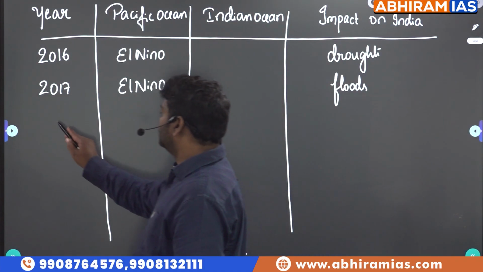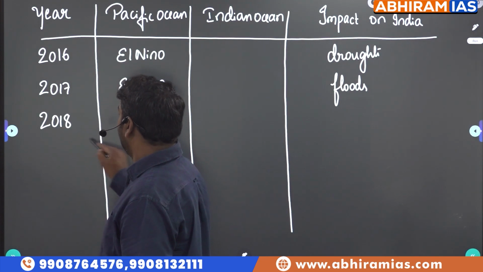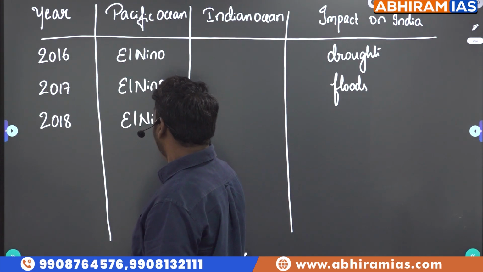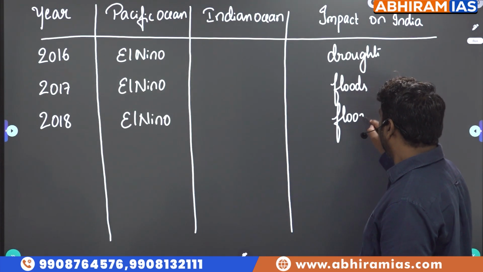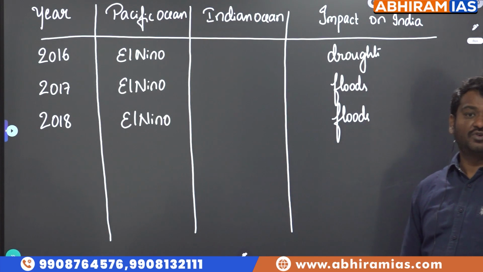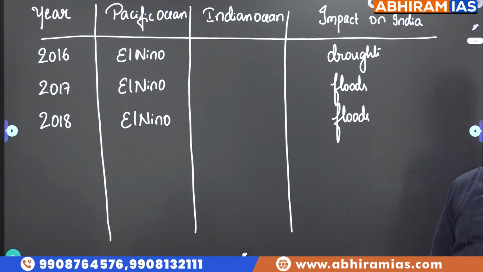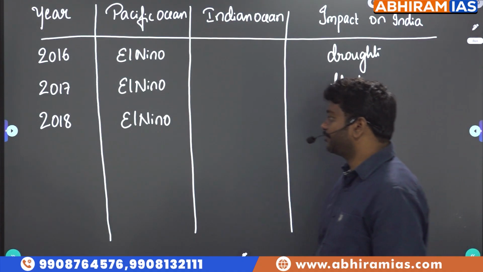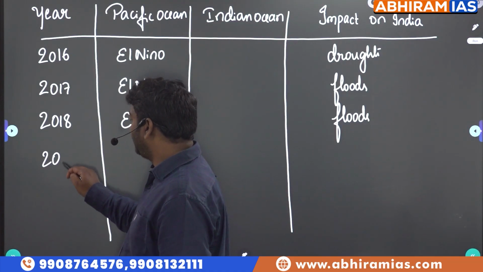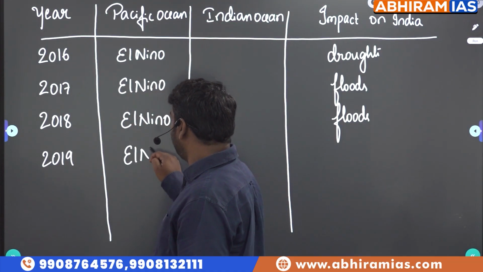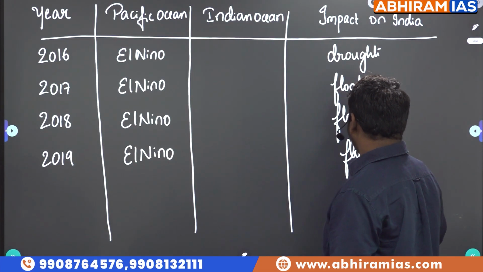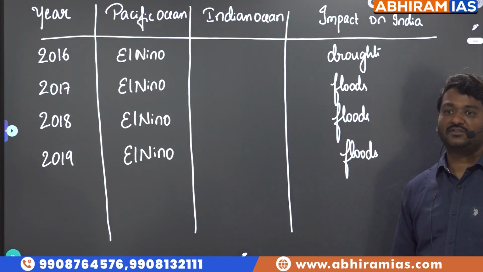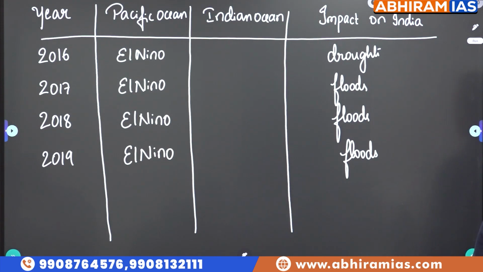Okay, 2018. Again there was El Nino and there were Kerala floods. Kerala floods are also due to the Arabian Sea branch. Correct? Arabian Sea branch. 2019. Again El Nino. Again floods in North Karnataka. North Karnataka receives rainfall because of the Arabian Sea branch. South India gets rainfall from the Arabian Sea branch.